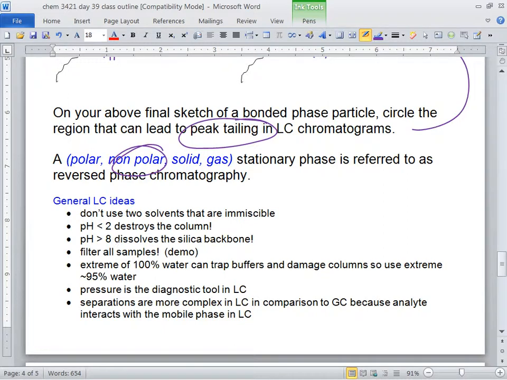So there's some things that you're not supposed to do in LC. Okay, but we have about 4 minutes left. I'll do the filter all the samples demo. That's kind of a boring demonstration. All you do is just suck stuff up, shove it through a little filter. Everything needs to be filtered before you put it on the LC.